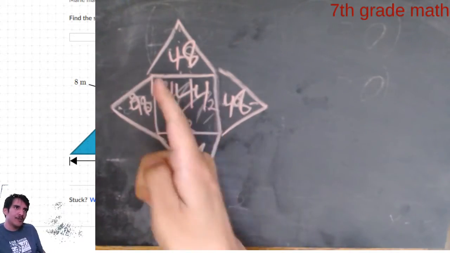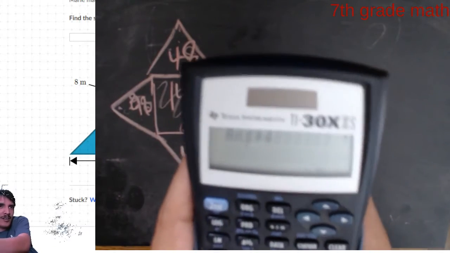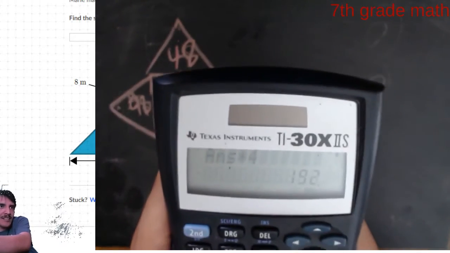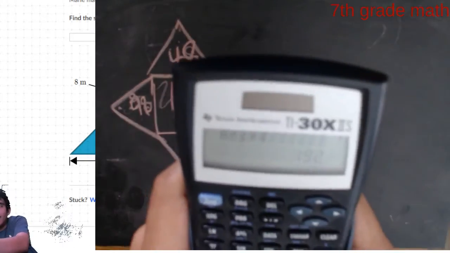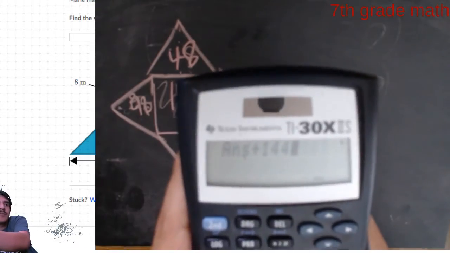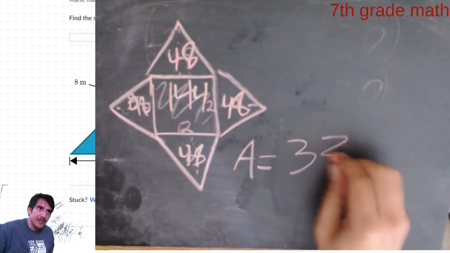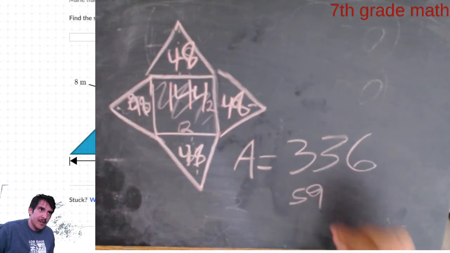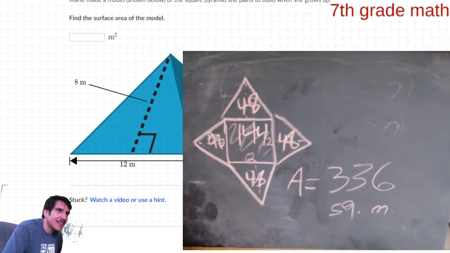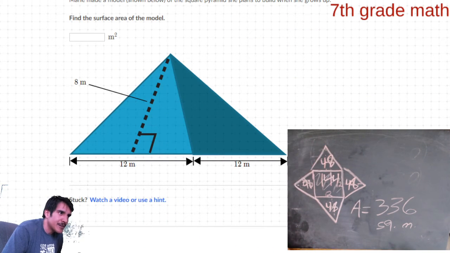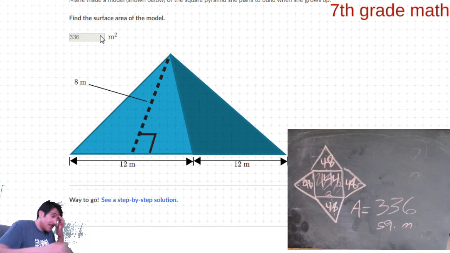We have 1, 2, 3, 4. So I'm going to do 48 times 4, which is 192. And then I have to do the middle part, the 144. So I'm going to take this area and add 144, which gets us a total area. Area equals 336 square meters. Was it meters? I think I can see it behind the blackboard. Yep, 336 square meters. So let's go up here, 336, and we're done.